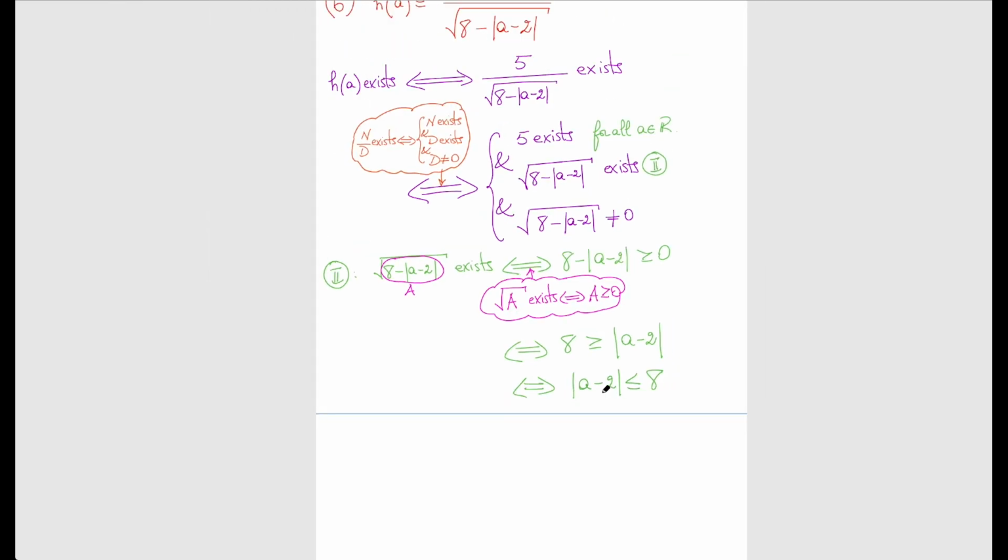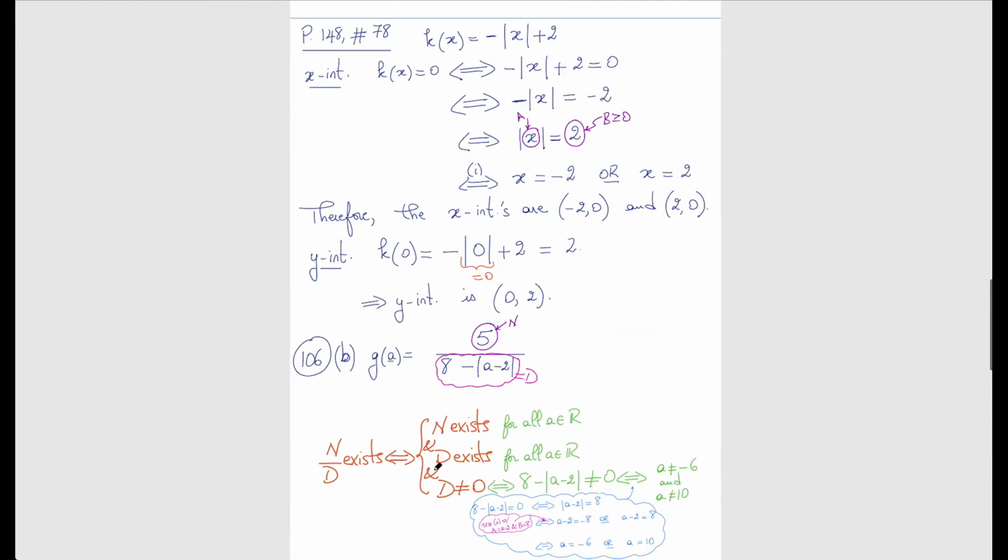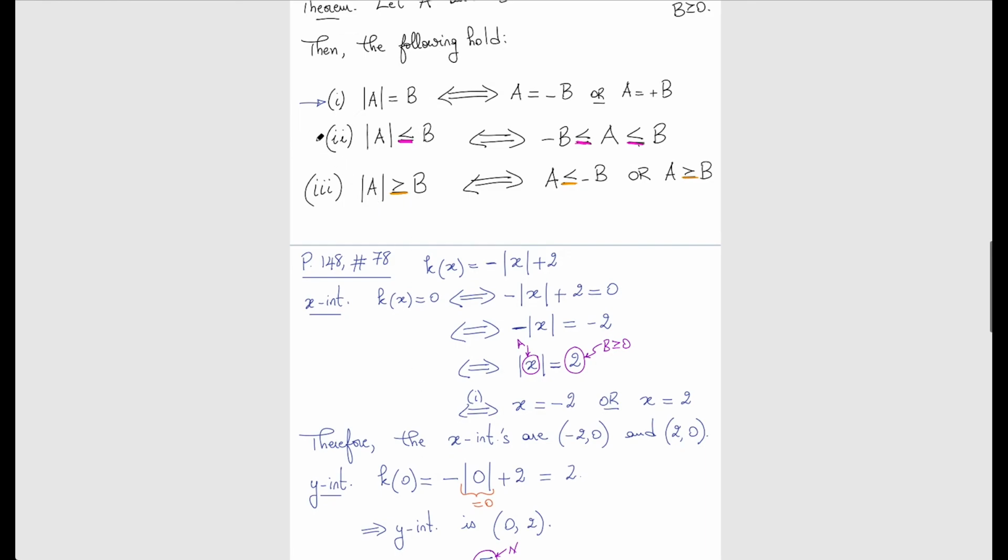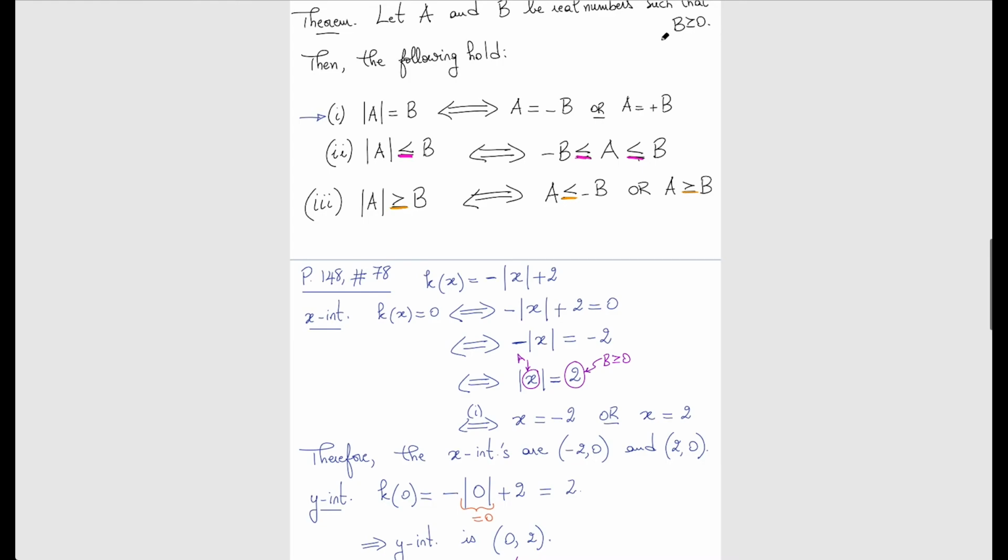Okay, so now which one is it? It looks like it's property 2. Property 2 says if you have such a thing, as long as b is non-negative, don't forget this, but the b here is 8, so it is non-negative, you can rewrite, instead of having this inequality, this compound inequality. So the a has to be sitting between minus b and b, and if you have less than or equal, here you're going to have less than or equal, and here you're going to have less than or equal. So I'm going to employ property 2 in my context with capital A to be little a minus 2 and the b to be 8.